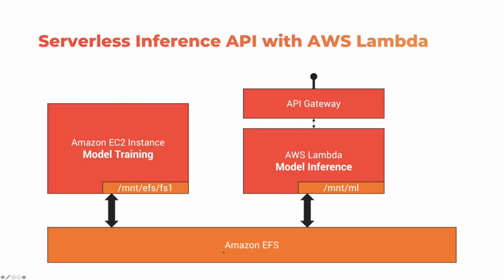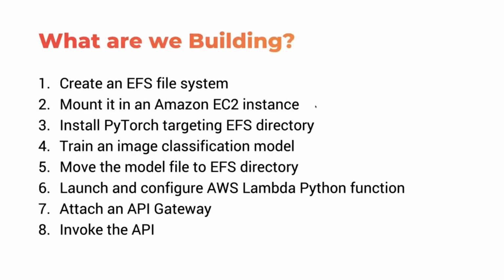So this was step 1. This was step 2. This is step 3 and step 4. And again, for your quick recap, these are the steps. We created an EFS file system, mounted it, installed the dependencies, trained. Again, actually, I cheated here. I didn't train. I used a ResNet model. But technically, yes, you can train a model and copy the model file, and launch and configure an AWS Lambda Python function, attach an API Gateway, invoke the API. We have pretty much gone through all these steps.